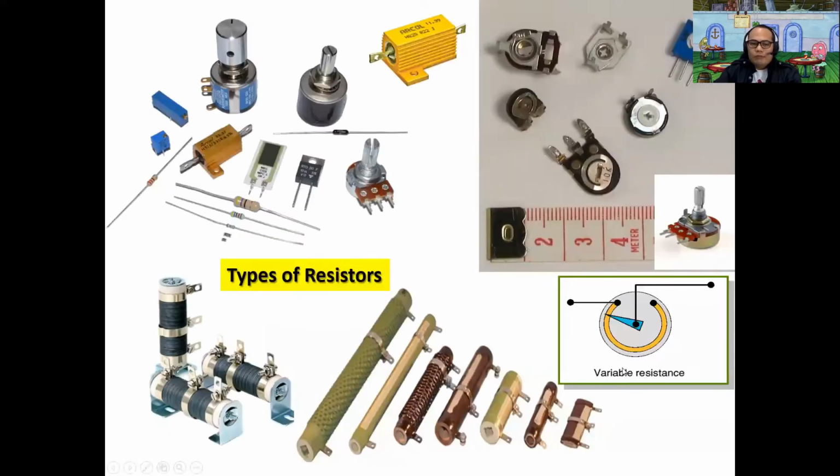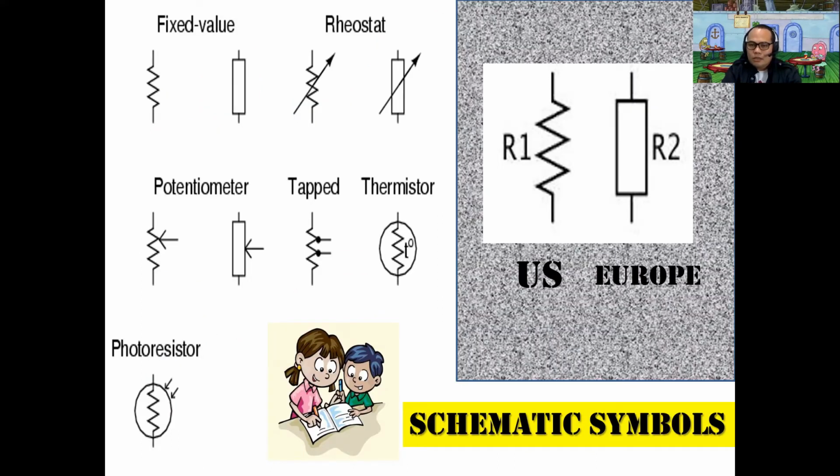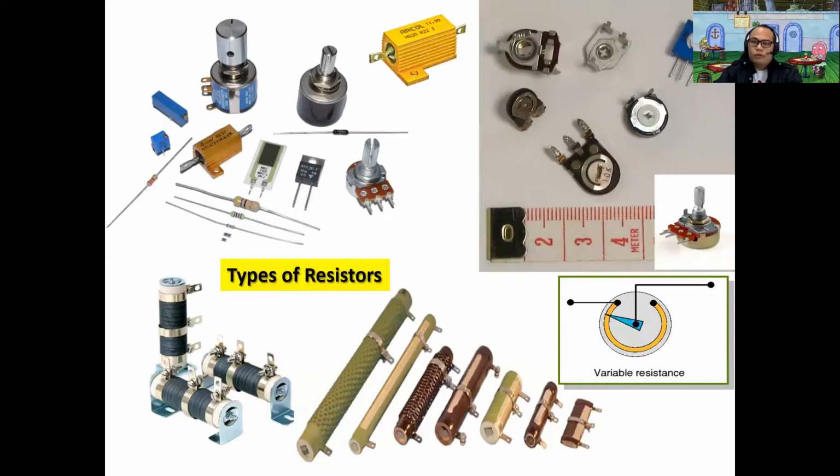Okay, so we have these different types of resistors. Earlier, you saw the schematic symbols, but in actuality, these are their forms. These are the different types of resistors. If you have free time, you can always do more research on the actual pictures of these resistors. We have this potentiometer with a knob to control its variable resistance, the carbon resistors, and all the special resistors.